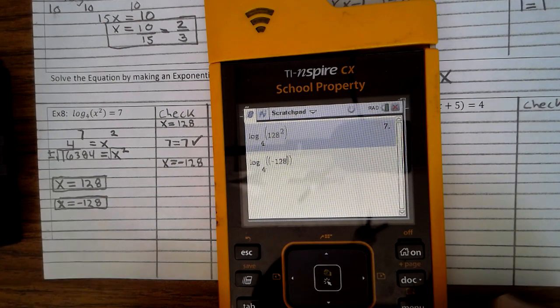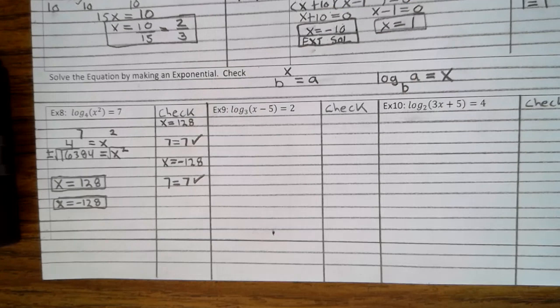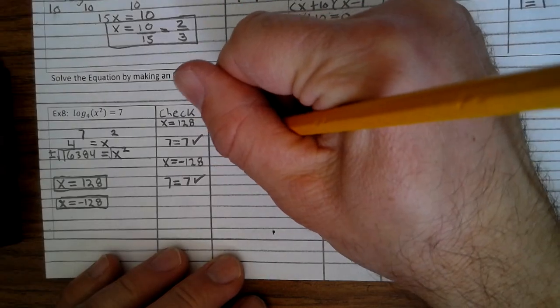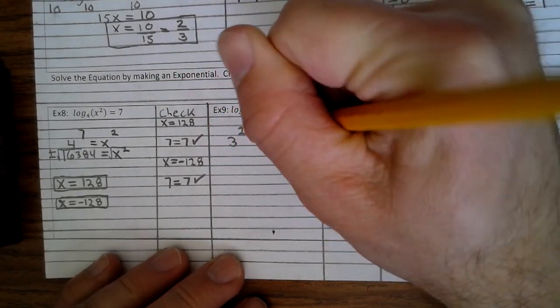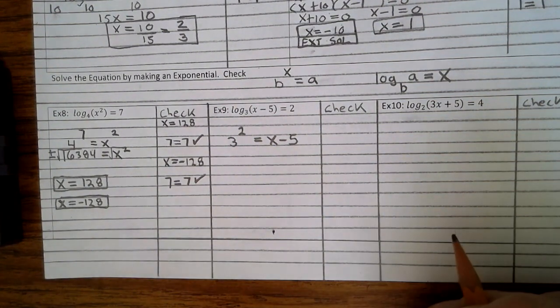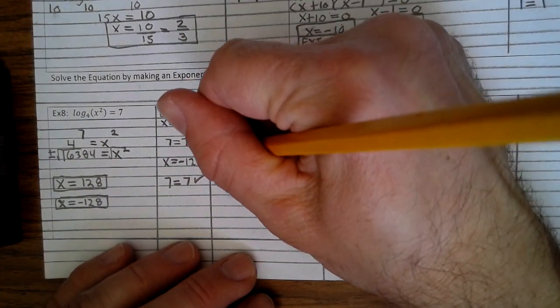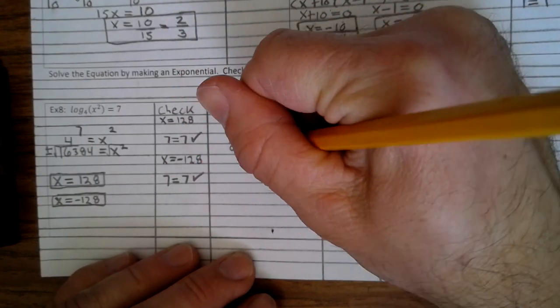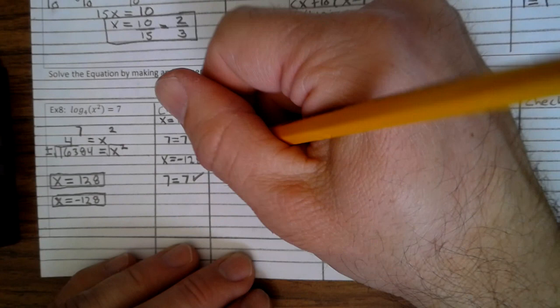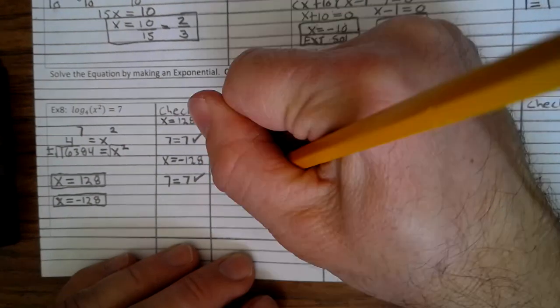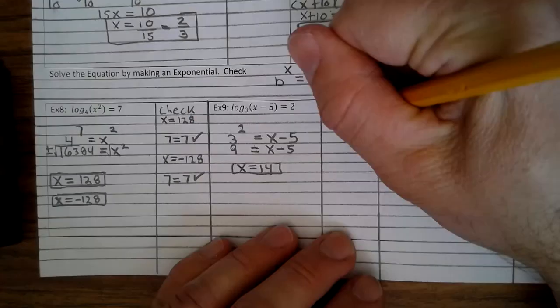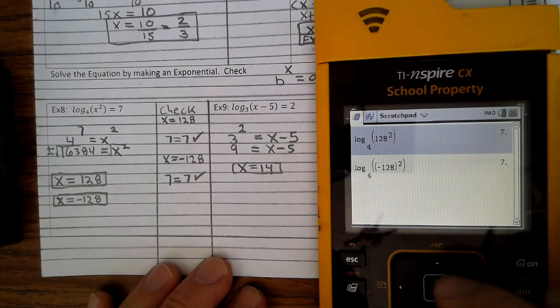So this would be 3 squared equals x minus 5. So then that's 9 equals x minus 5. Add 5 to both sides, x equals 14. So let's check x equals 14. So again, use the calculator. Control log base 3 of 14 minus 5 equals 2. So 2 equals 2, so this checks.